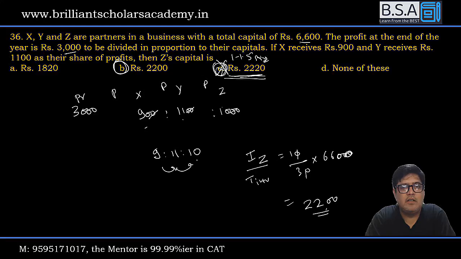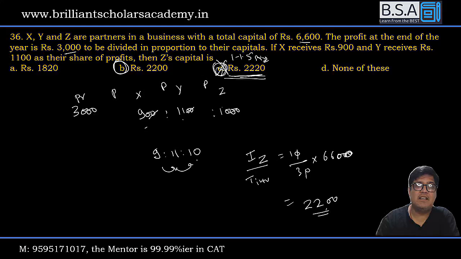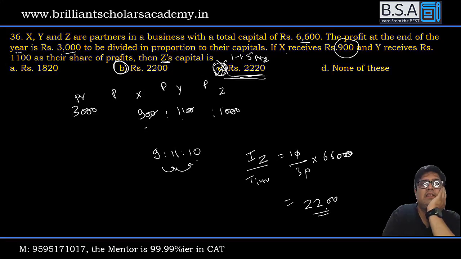Z's capital. Z, capital of Z. See, this is profit of X. This is Y's profit. What is capital of Z? This is profit. These are profit values of X and Y.